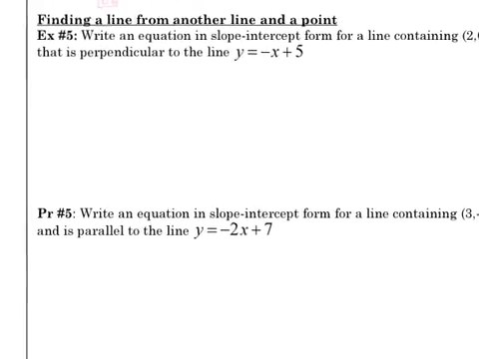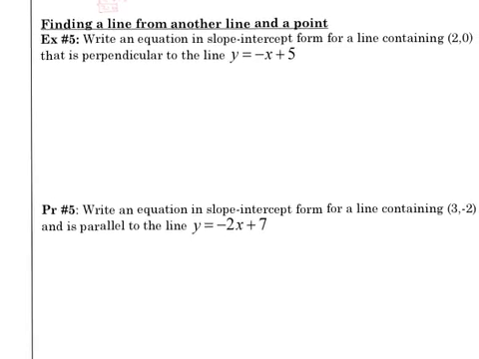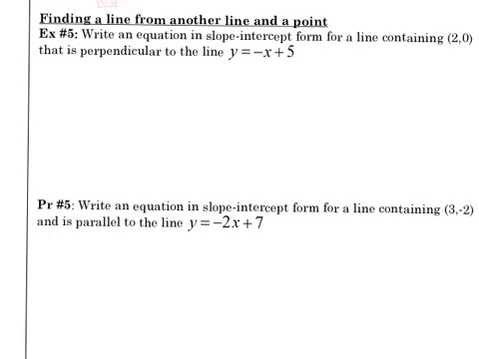Okay, let's talk about a couple more here. This one says, write an equation in slope-intercept form for a line containing the point 2, 0 that is perpendicular to the line y equals -x plus 5. So it's perpendicular to this line. Why are they telling me anything about this line? Well, that word perpendicular and this word parallel in the next problem should be a flag that they want you to figure out what the slope is. So the slope here is -1.